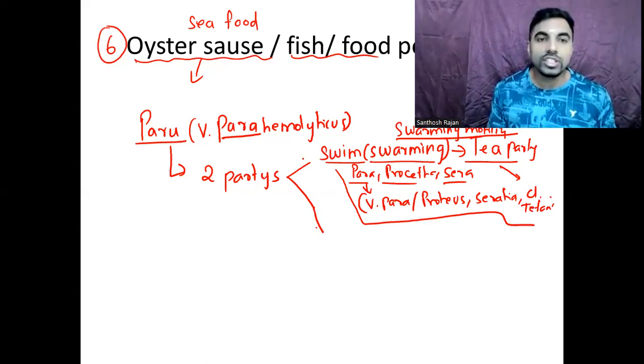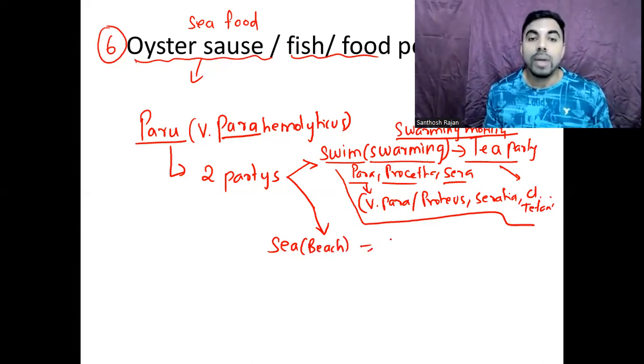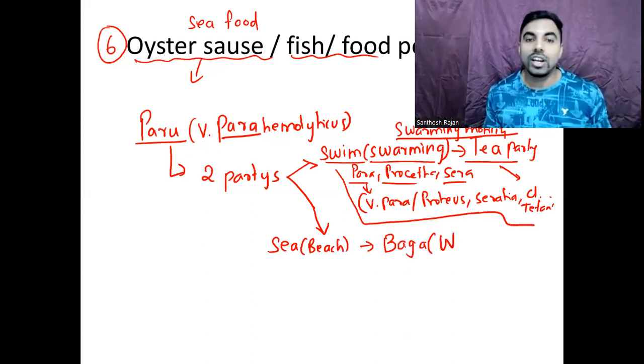And another party: you know, another party where she's having Vibrio, a sea party, or a beach party. Where? At Vagator beach, in Goa. Of course, seafood means Goa.